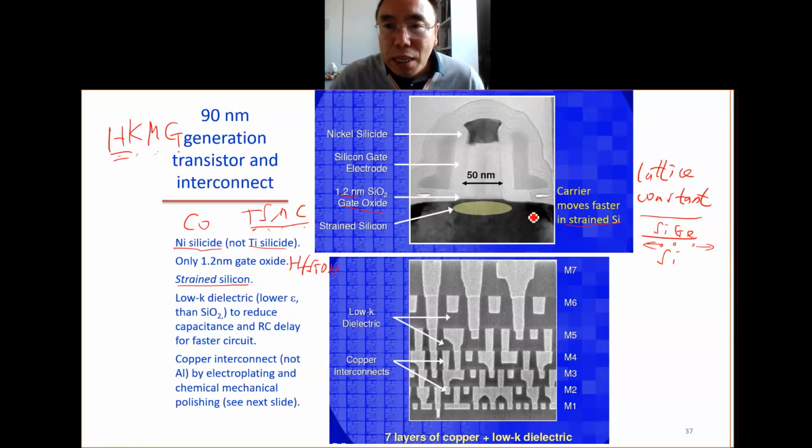When you have strained silicon, you get faster carriers. That means you have higher mobility for the electrons and for the holes. This is another improvement, higher mobility, because the silicon is stretched, the atoms are stretched by the epitaxial silicon germanium layer. Another major trend is the low-K dielectric.